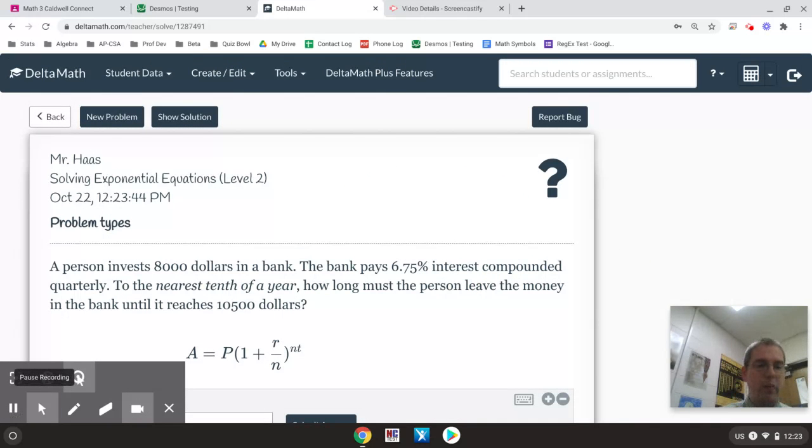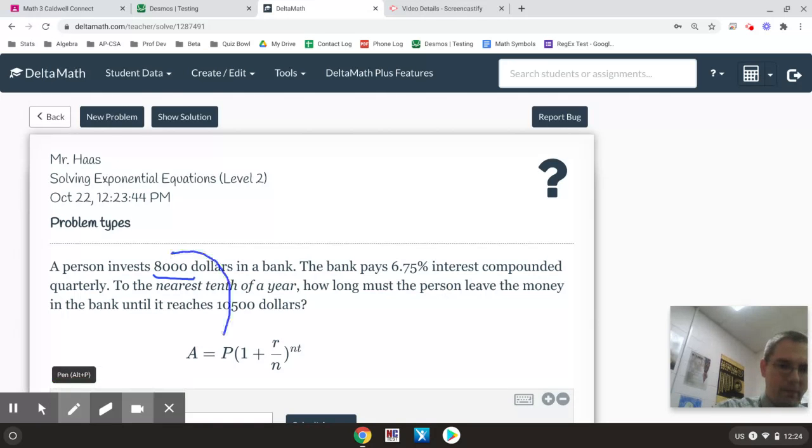Okay, another type of problem that might show up is our old friend, the compounded interest problem. You're like, oh, there's so many variables. Well, just take care of them one at a time. So the amount they invest is your principal. So this is your P value of 8,000. The amount you want to reach is your answer. So 10,500 is your A value.